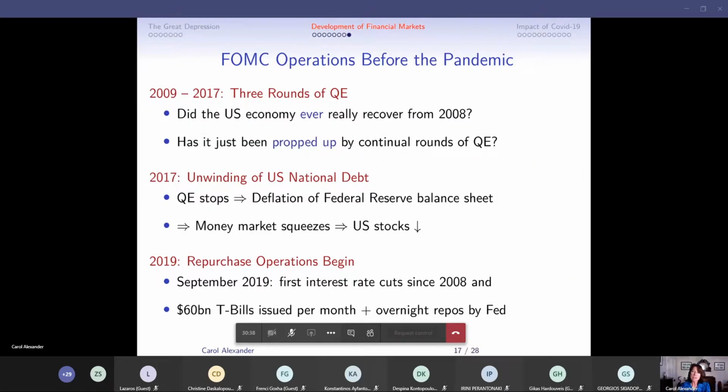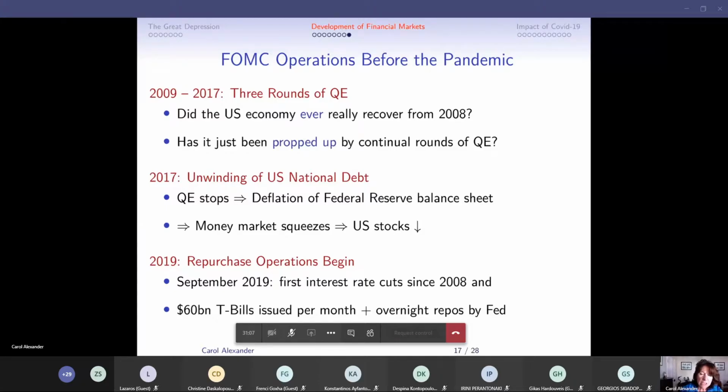And what were the Federal Open Markets Committee doing before the pandemic? Well, between 2009 and 2017, there were three total rounds of quantitative easing. The first started in 2009, went on to 2010, and then two more rounds. And this begs the question whether the US economy ever really recovered from 2008, whether it's just been propped up by continual rounds of quantitative easing.